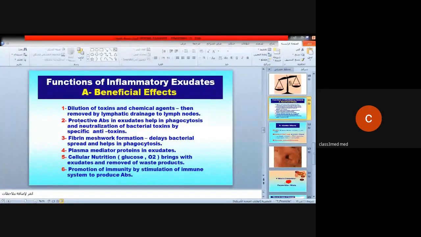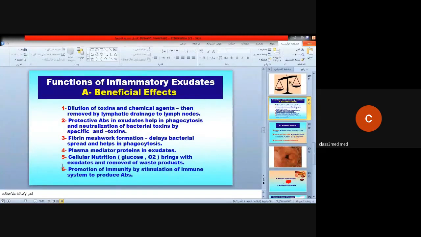An inflammatory exudate contains plasma mediator proteins, which play an important role in the inflammation. Also, an inflammatory exudate brings cellular nutrition such as glucose and oxygen to the cells of the tissue. At the same time, it removes the waste products from the cells of the tissue.